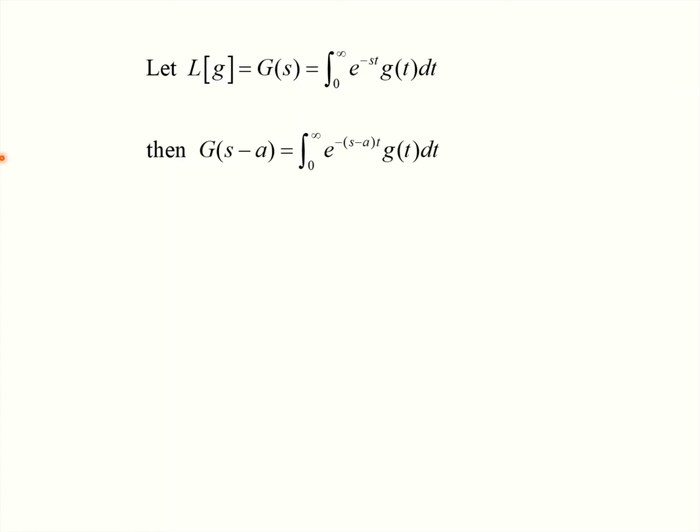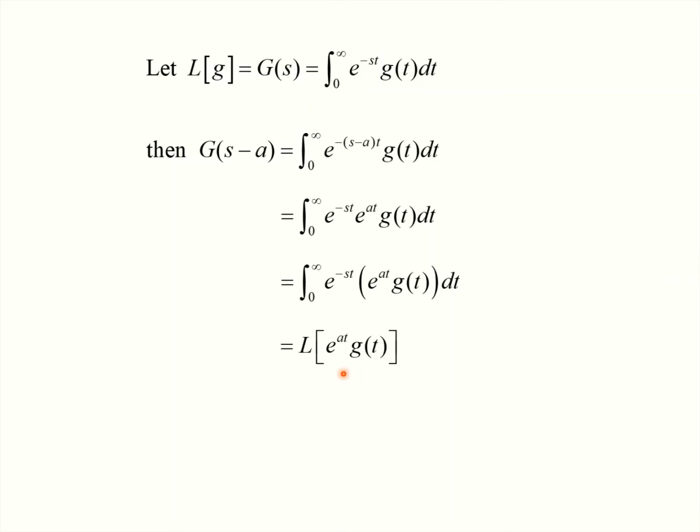Okay, so the next step is we're going to break up that e to the power using just rules of exponents. So I break it up into that, and then we look at this, and we are going to group these two guys together. So when that happens, I have the integral from 0 to infinity of e to the negative st times this function right here, which is really the Laplace transform of e to the at g of t.